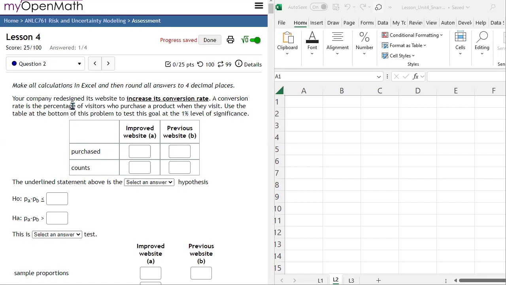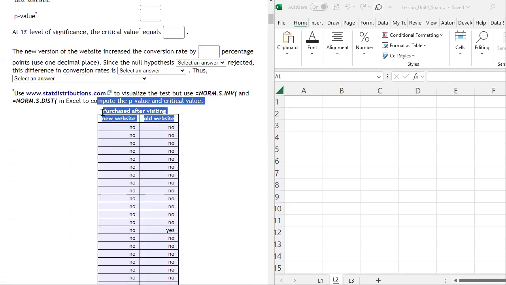So this company redesigned its website to increase its conversion rate. The conversion rate is the ratio of the number of purchases made divided by the number of visits to a website. So companies obviously want a high conversion rate. They want high traffic, but they also want high conversion rate. Use a table at the bottom of this problem to test this goal at the 1% level of significance.